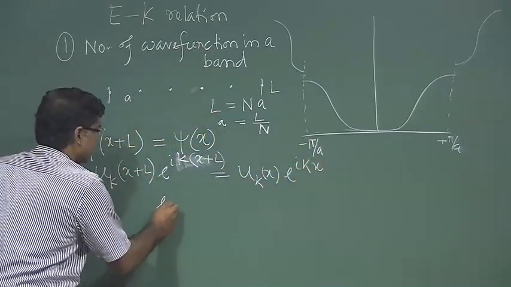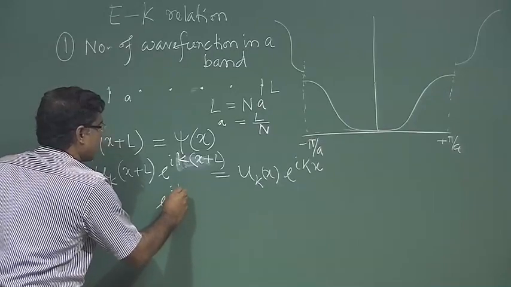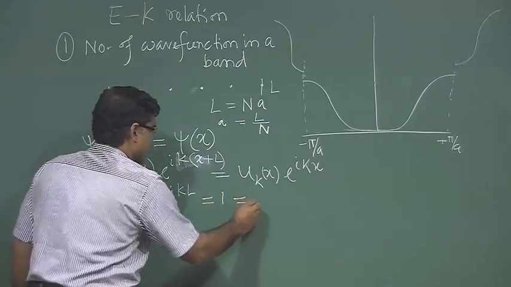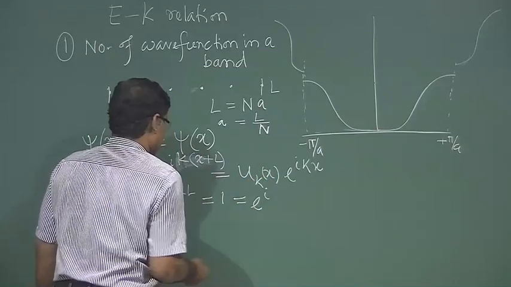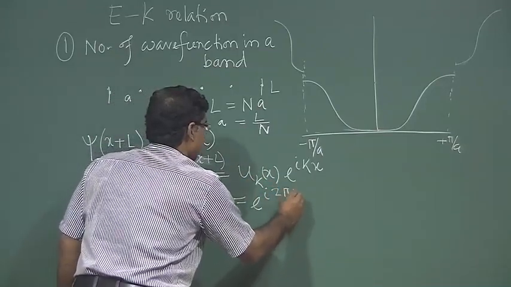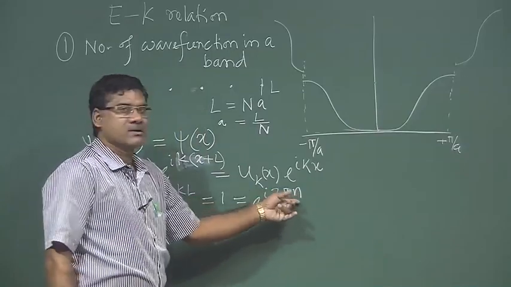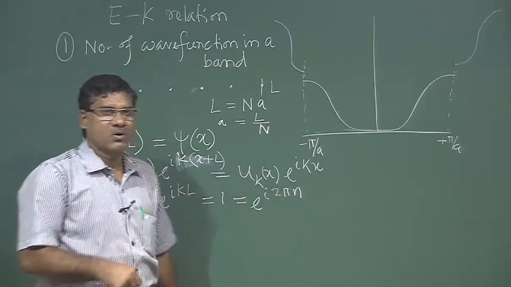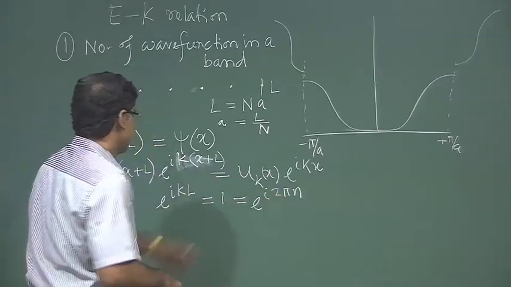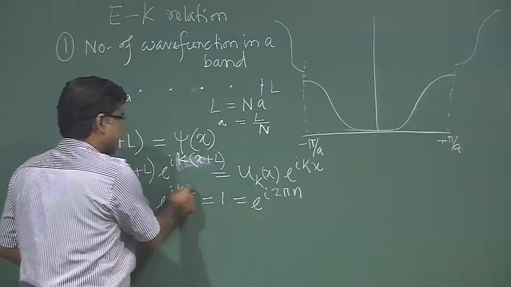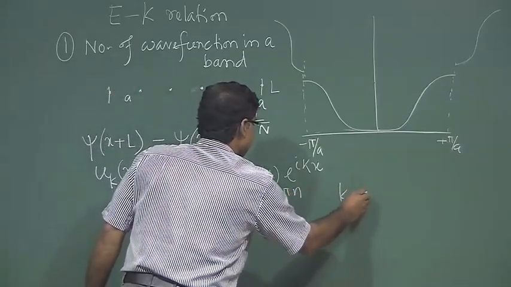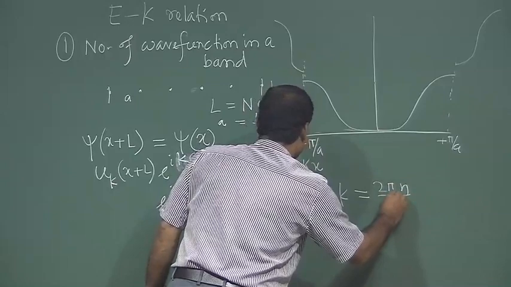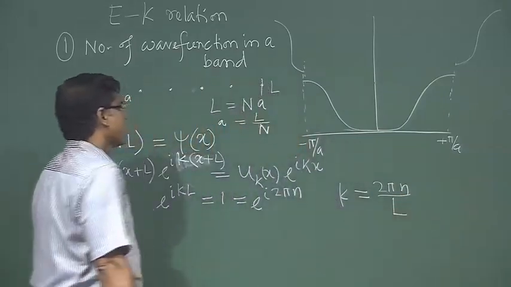From this condition you get that e to the power i k L has to be 1. One means e to the power i 2 pi n, with n equal to plus minus 1, plus minus 2, plus minus 3, so e to the power i 2 pi, 4 pi, 6 pi, and so on. So it will be 1. From here k L equals 2 pi n, so you get k equal to 2 pi n by L, right.